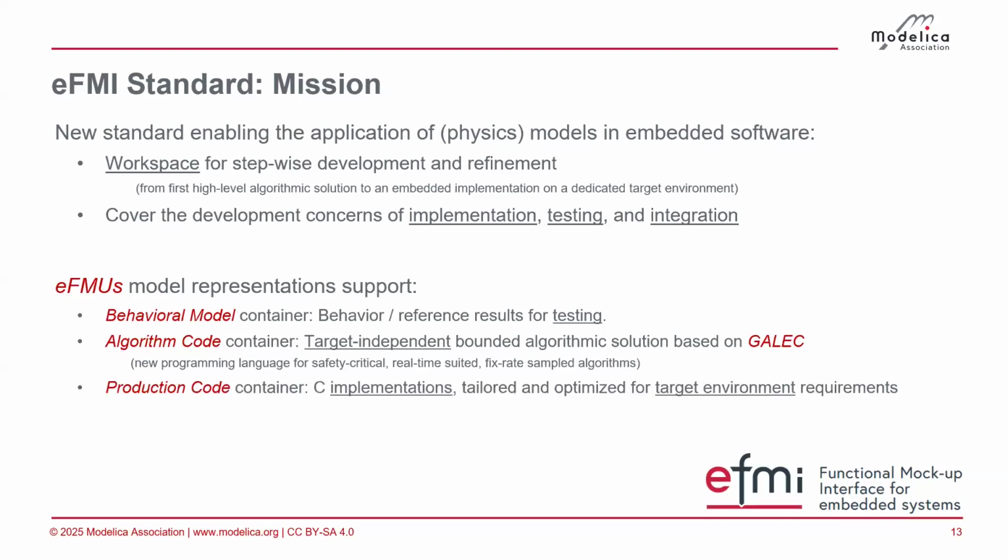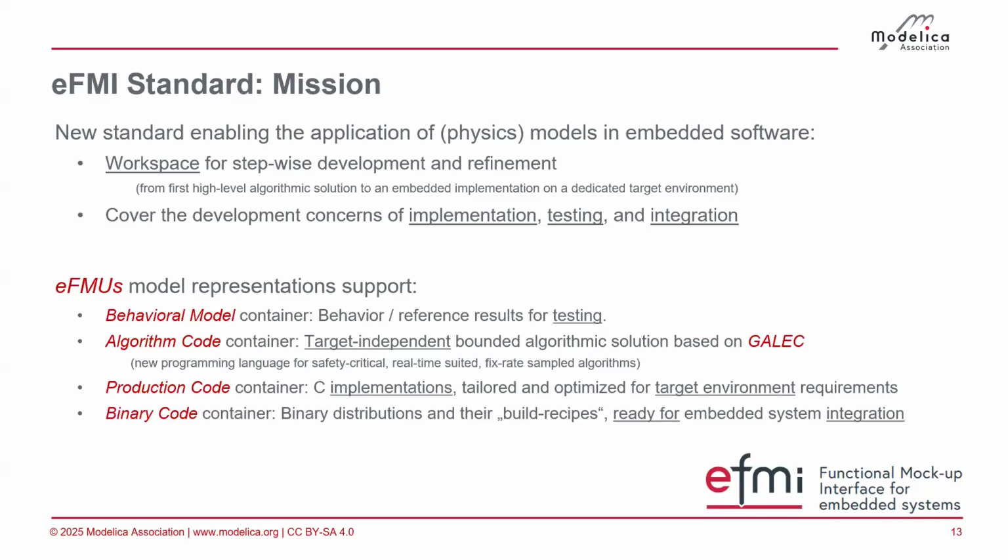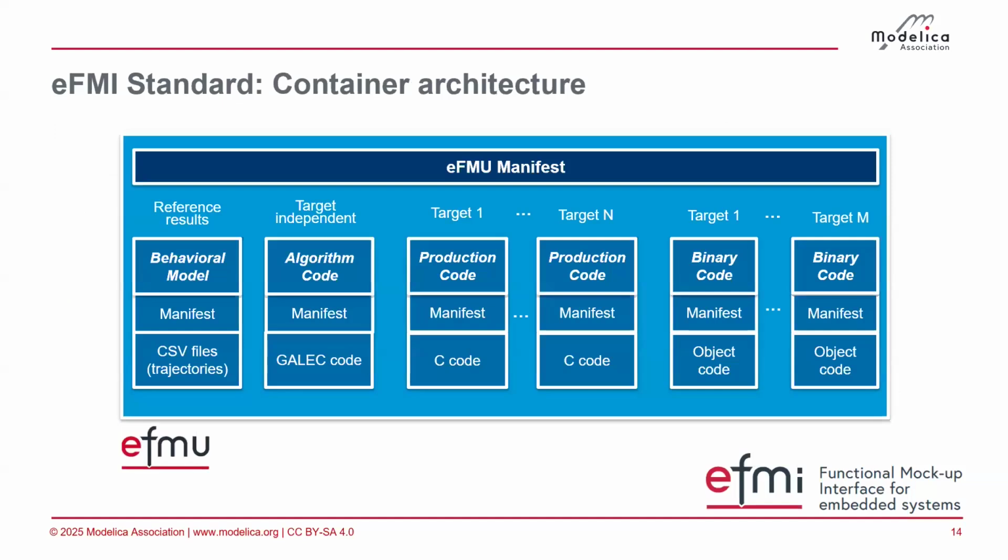And then we have the production code container. That is when we transform the GALEC program to actual implementations, C implementations for the target. And then we have binary code containers where you could now compile production code to binaries for the actual target. This is how it looks. You have the algorithm code, and then you can have arbitrarily many behavior model containers, production code containers, and binary code containers.